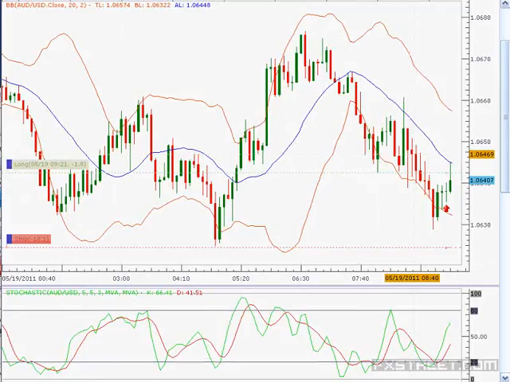Let's go back to Aussie. It just came up on the touch of the middle band here. So let's see what happens. Maybe we'll get a retest of that and then a push higher. If we can sit up on the other side of the 20-period moving average, I'll feel a little bit more comfortable with this trade.